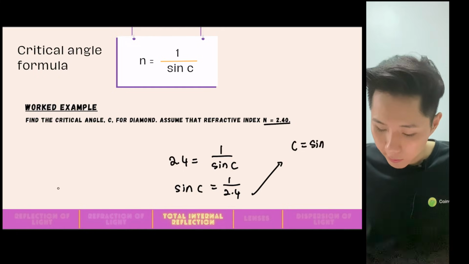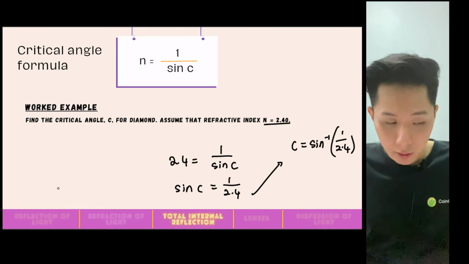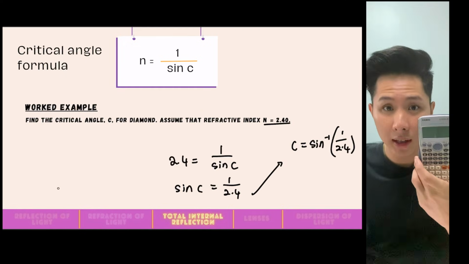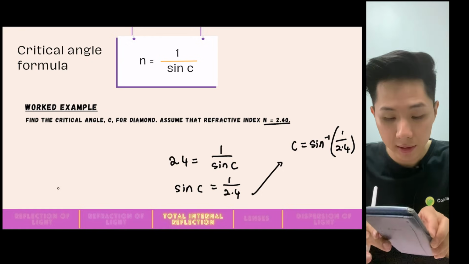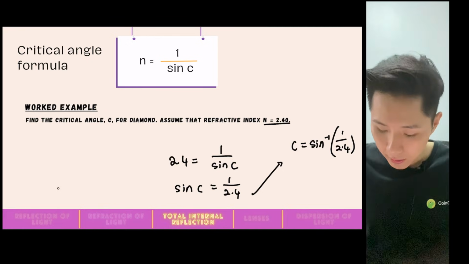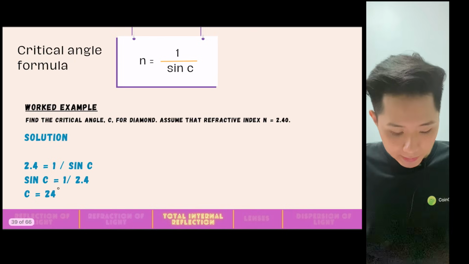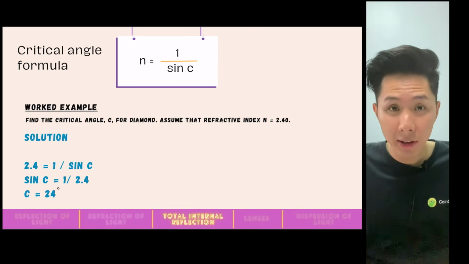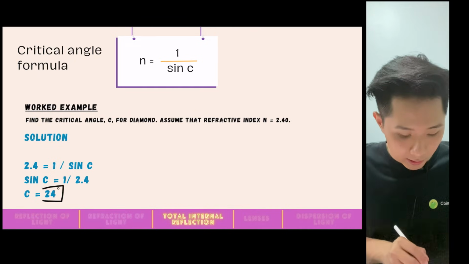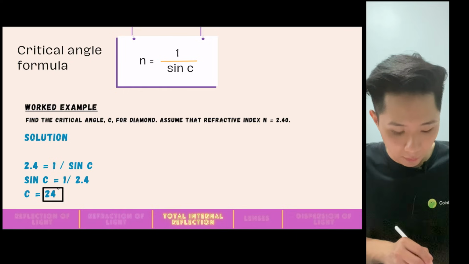Just know that you can do sine inverse. And you can calculate the value using a scientific calculator like myself here. Just find the sine inverse symbol. So that's called sine inverse. So let's look at the solution. If you were to key everything I've just written into a calculator, you should get the answer 24.